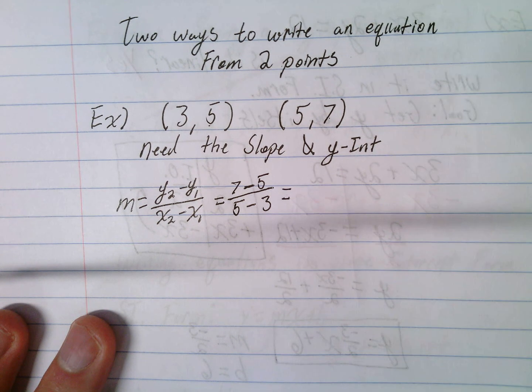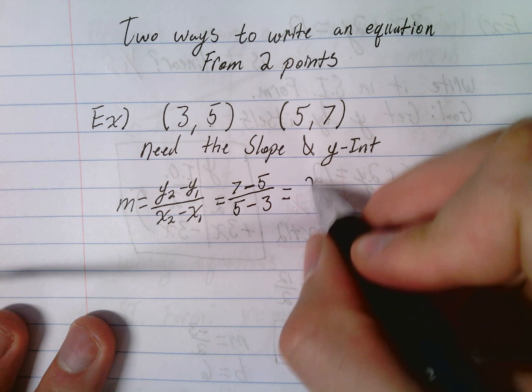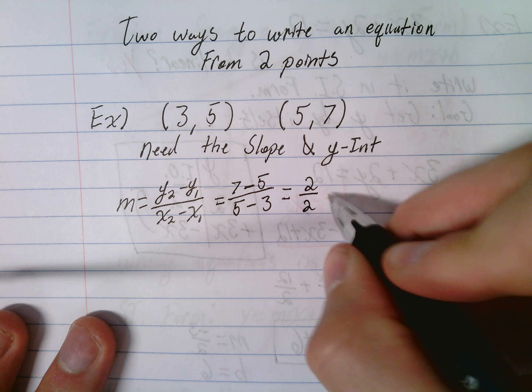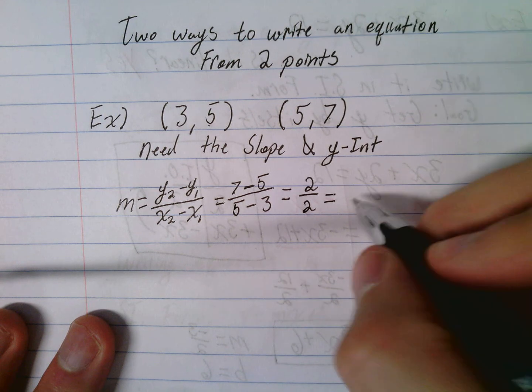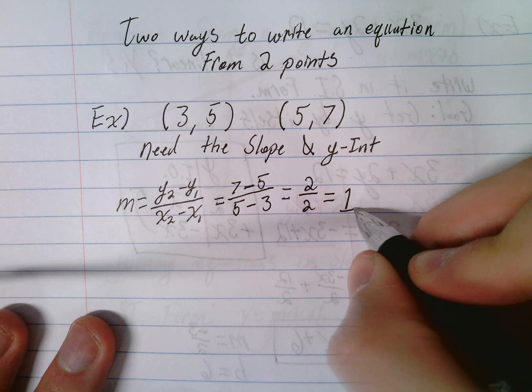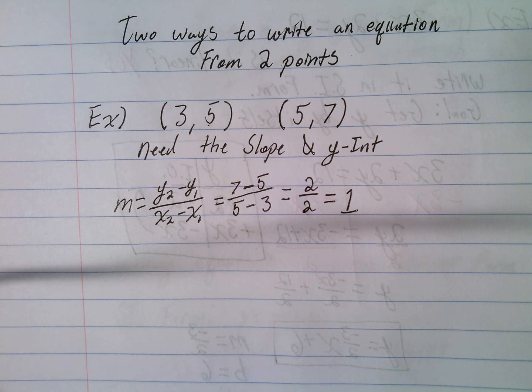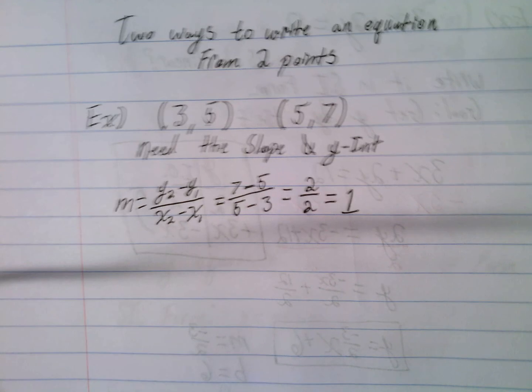What's 7 minus 5? 2. And 5 minus 3? 2. And 2 over 2 is 1. So I have a slope of 1. Well, that's great, right? So let's plug in and let's take a look at what we have at this point.